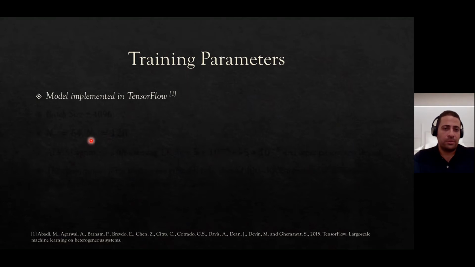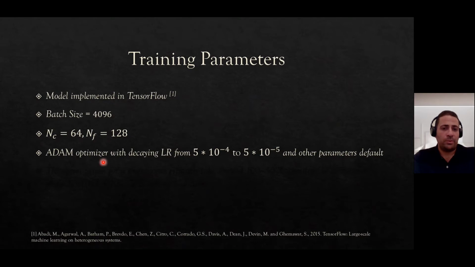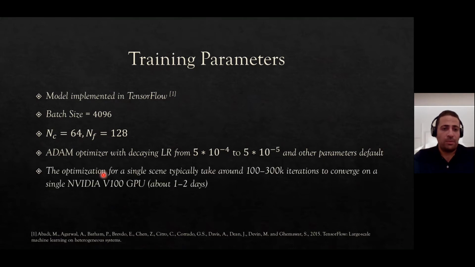So this model is implemented in TensorFlow. The batch size used was 4,096. They used 64 for the number of coarse samples and 128 for the number of fine samples. They use Adam Optimizer with a decaying learning rate from 5 times 10 to the negative 4 to 5 times 10 to the negative 5, and all other parameters are left at default. The optimization for a single scene typically takes around 100 to 300K iterations to converge on an NVIDIA V100 GPU. This takes around 1 to 2 days, which is pretty long.